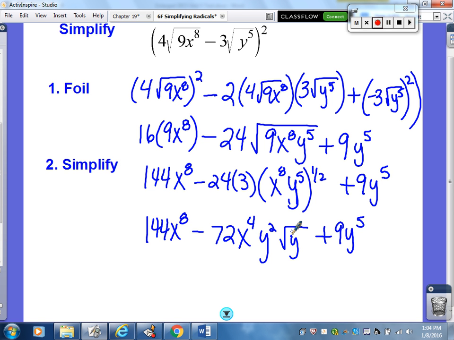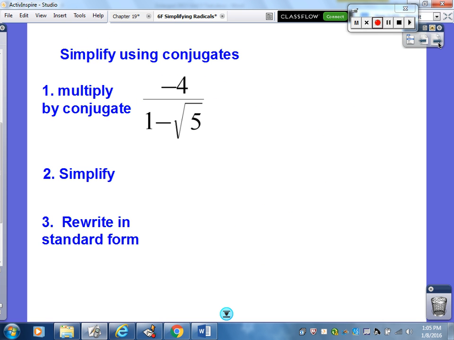Like I said, this question has been on an SOL in the past, so that's why we make sure that we cover it. But it is good in the fact that you need to be able to simplify these radicals. Okay, one more topic with this. Let's look at simplifying using conjugates.